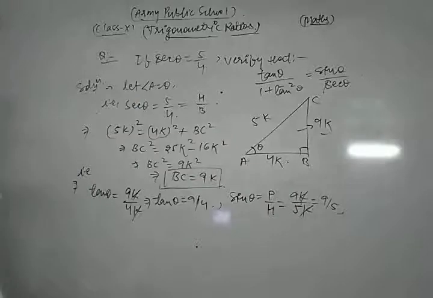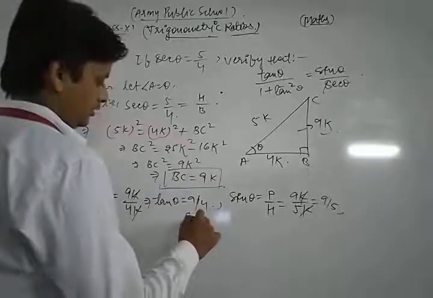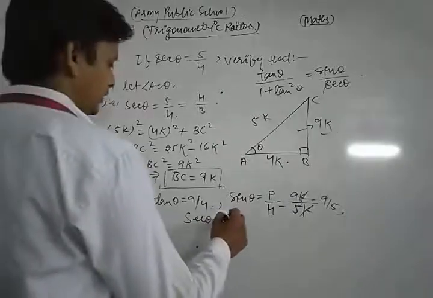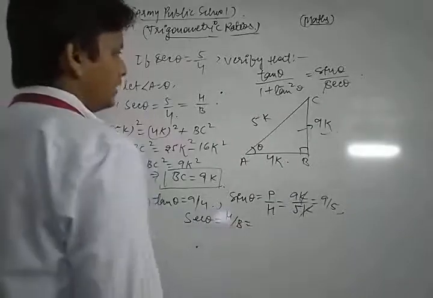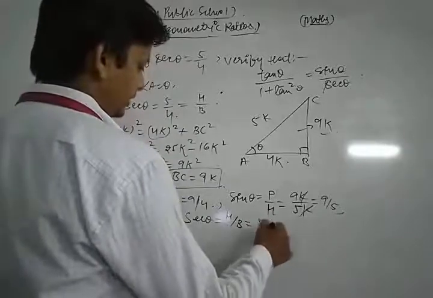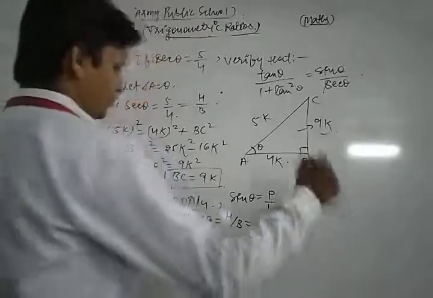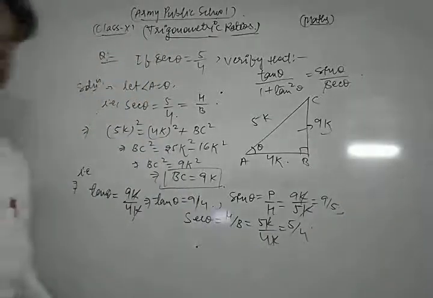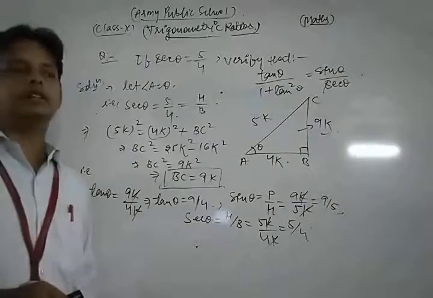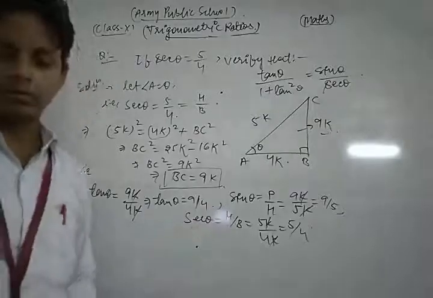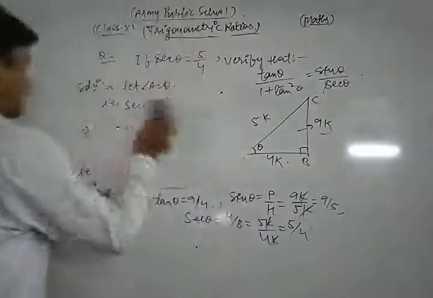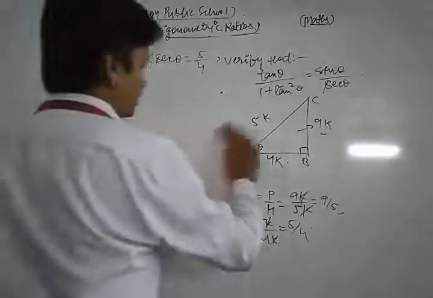Now sec theta. Sec of angle theta is equal to hypotenuse upon base. Hypotenuse is 5k and base is 4k. K cancel to each other, that is 5 upon 4. So in this way, first of all, we find all the required values of the trigonometric ratios. Now we take the left hand side of the given expression.